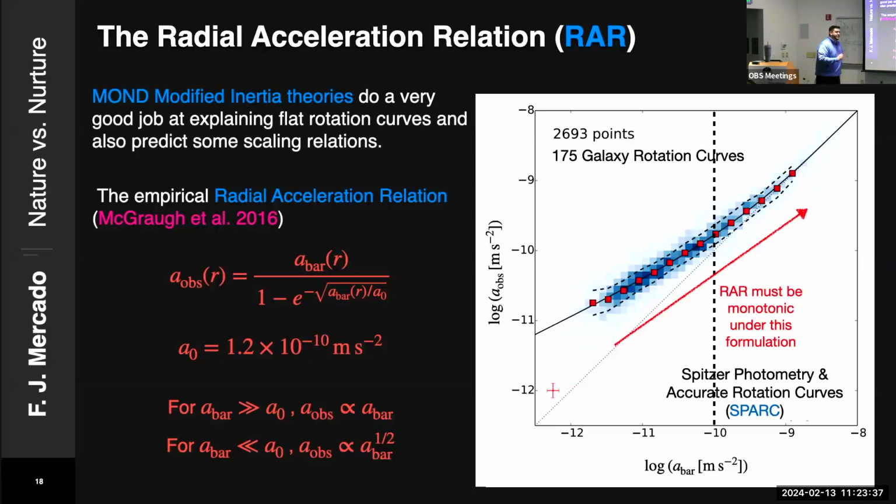Yes. How is the acceleration and the observed acceleration measured? The observed acceleration relation is measured from the rotation curves of these galaxies. It's derived from the rotation curves, yes.